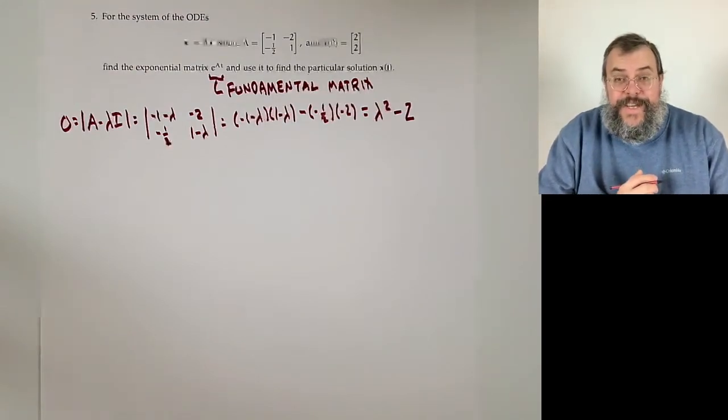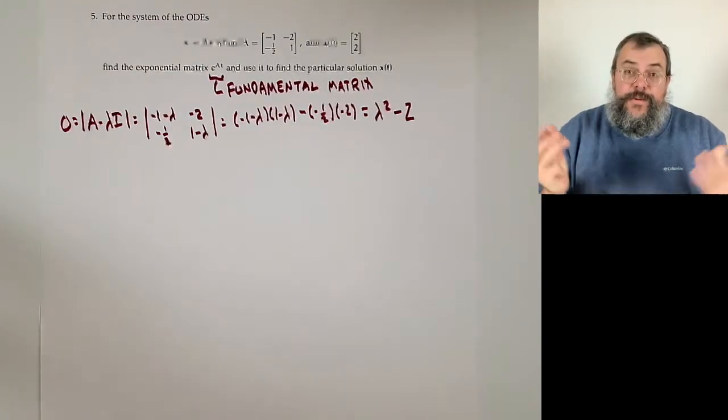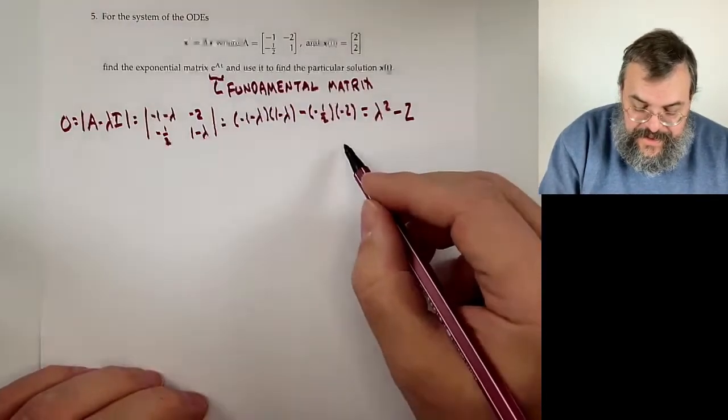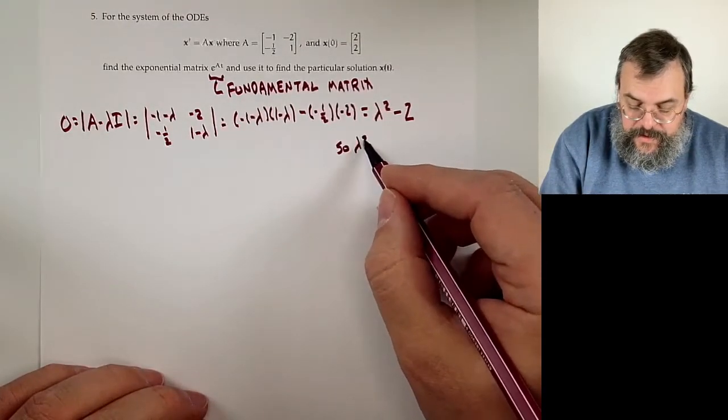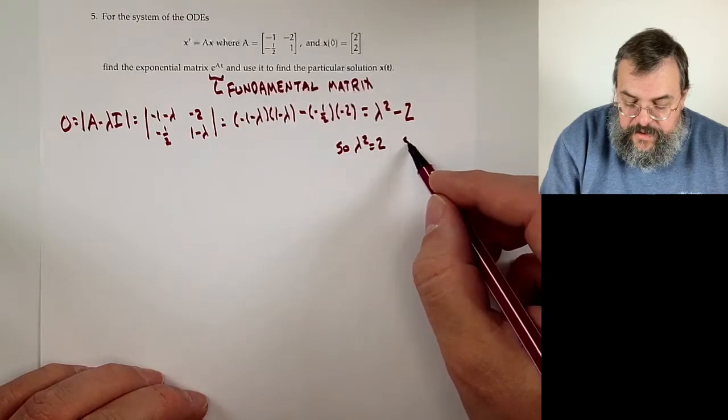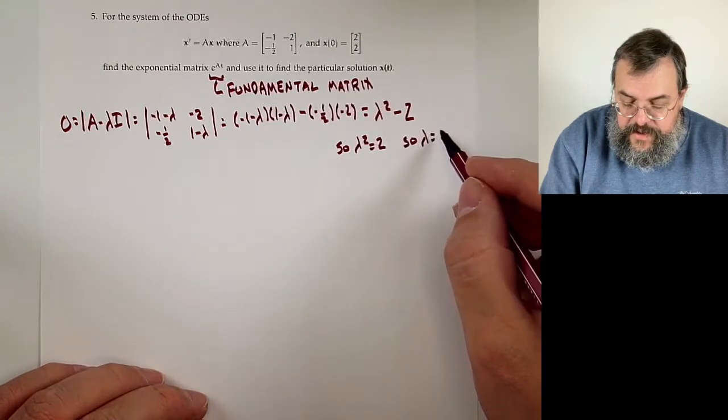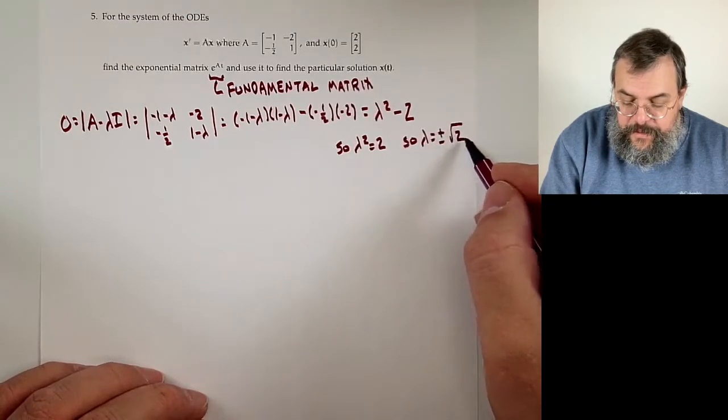So what does that say? Well, it says lambda squared equals 2. All right. Well, what does that say? Well, that says your eigenvalues are plus or minus square root of 2.